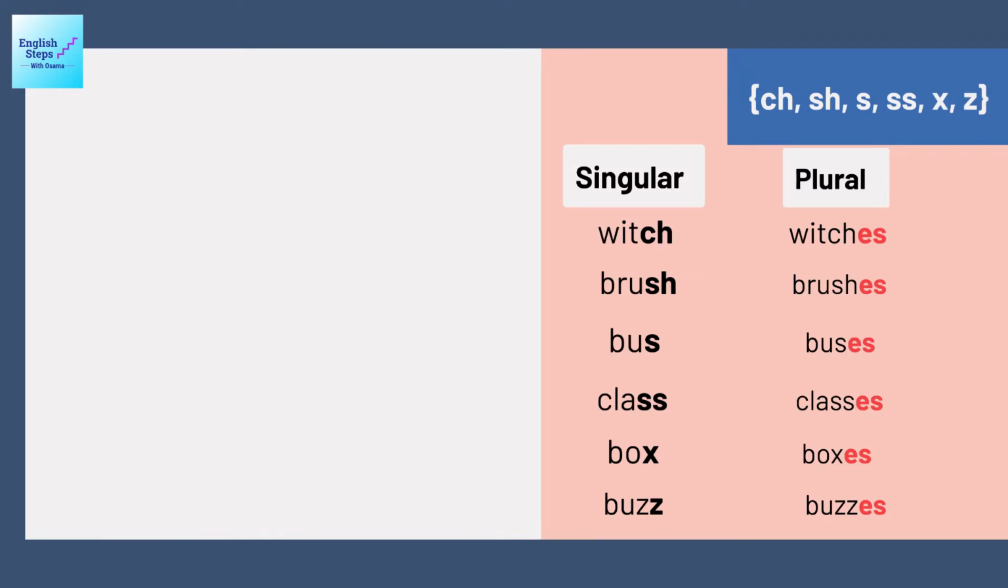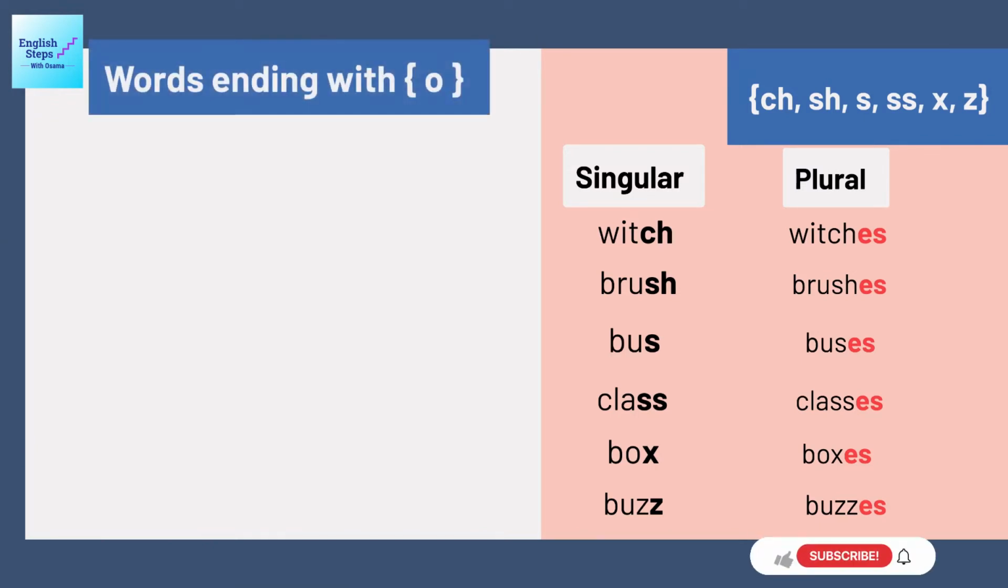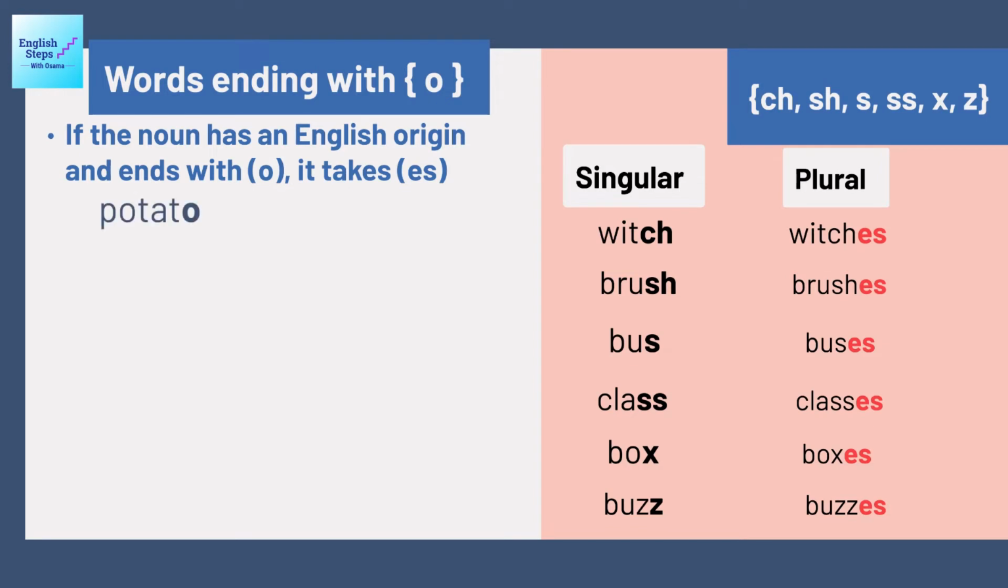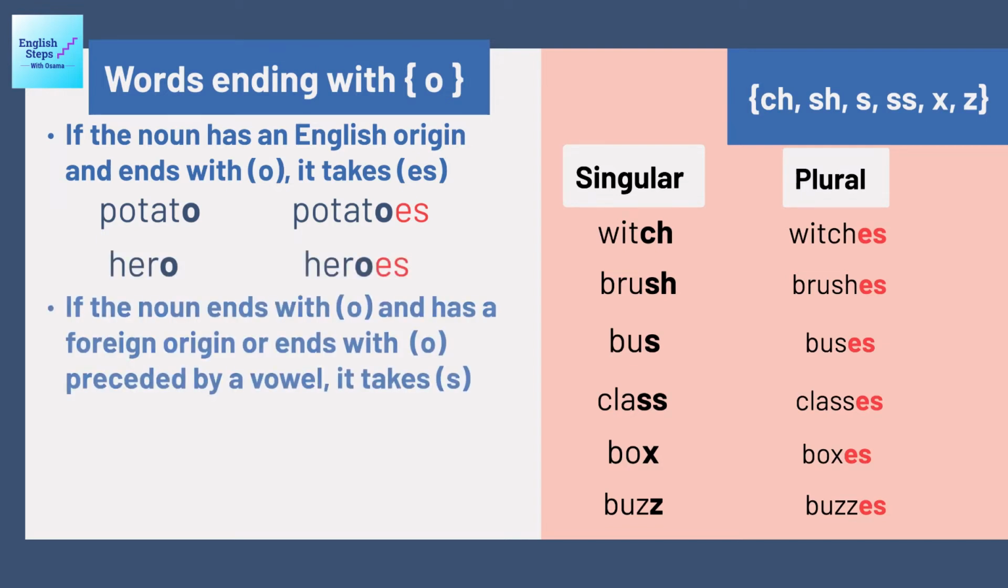Now, let me tell you a secret about the letter O. Words ending with the letter O can have two cases, two ways to make them into plural. If the noun has an English origin and ends with O, in this case, we add es. For example, potato, potatoes with es. Hero, heroes, also with es.